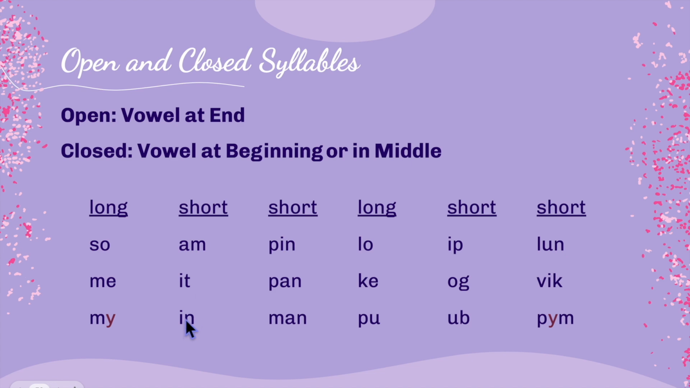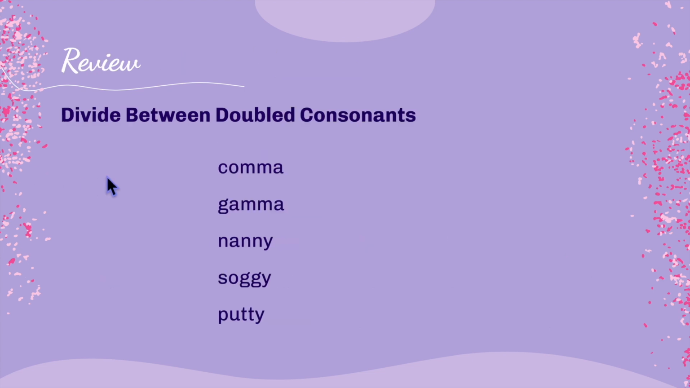Am, it, in, pin, pan, man, low, key, pew, ip, og, ub, lun, vic, pim. Y in the middle of a syllable will have a short I sound. You may have noticed that these are nonsense syllables. The point of this is to show you that even if you don't know what the word means, or if it's not a real word, you can still read it. Before we learn any new rules, let's review this rule.